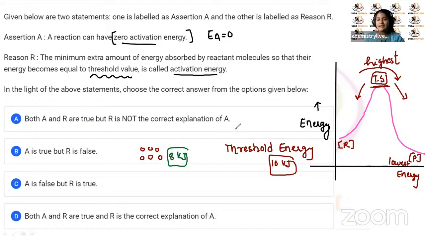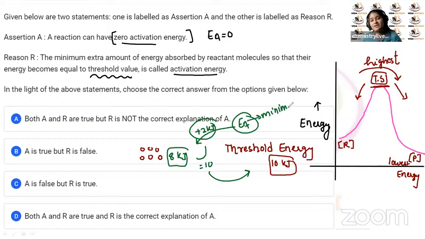But what I did, I supplied 2 kilojoule of energy to make it equivalent to the threshold energy. So whatever extra energy I supplied in order to reach the threshold energy, that is called the activation energy, and this is the minimum energy. That means every reaction needs some amount of threshold energy, some amount of activation energy. So the first statement is wrong. A reaction can have zero activation energy. This is wrong. This is not practically possible.